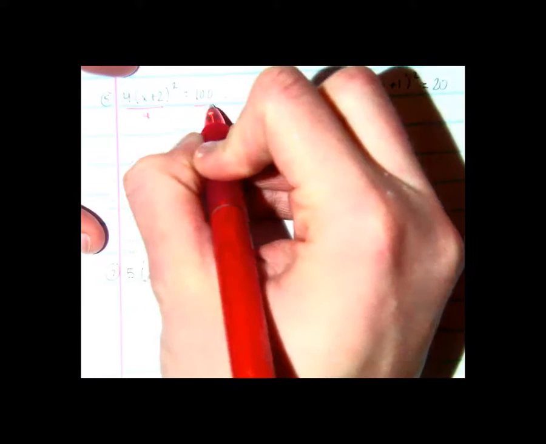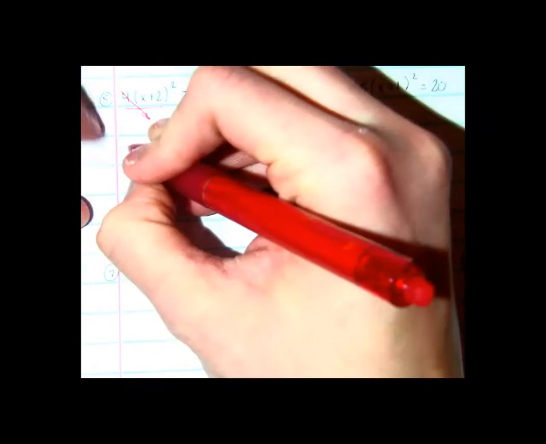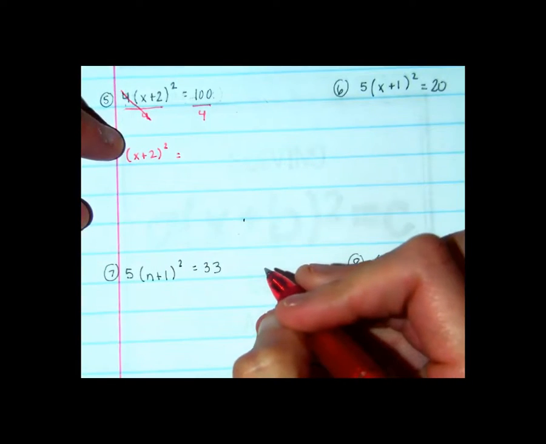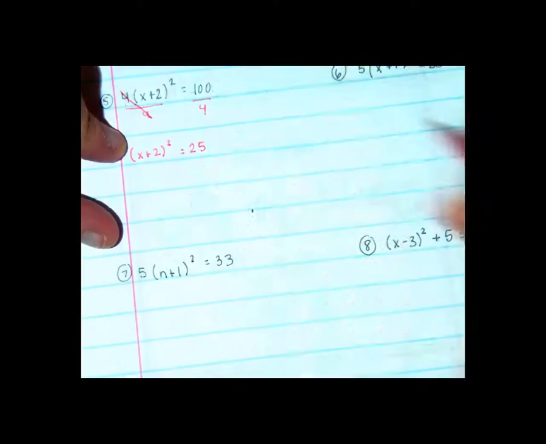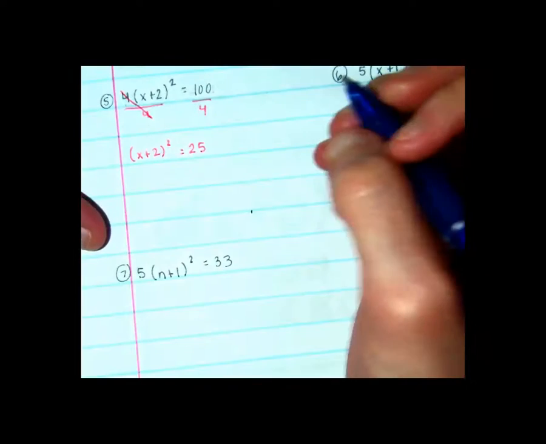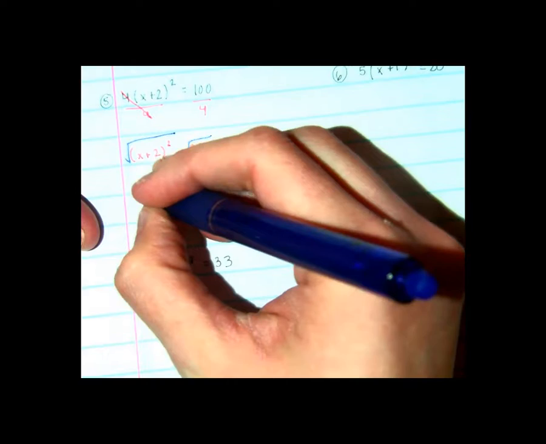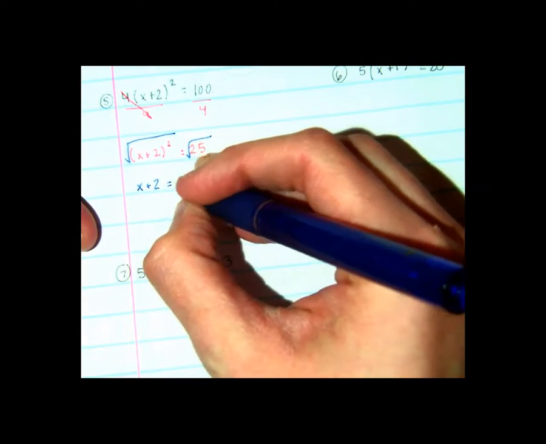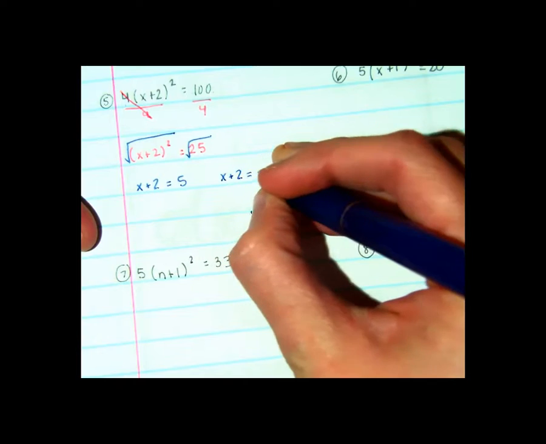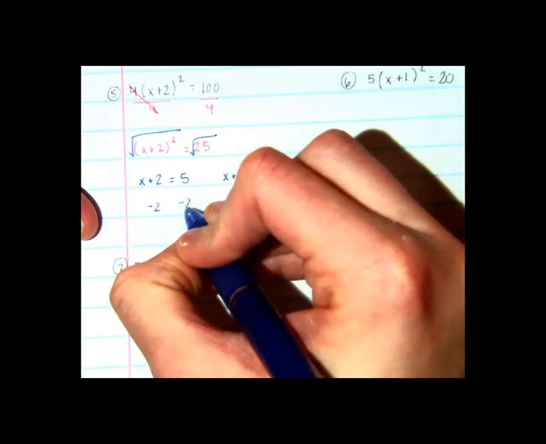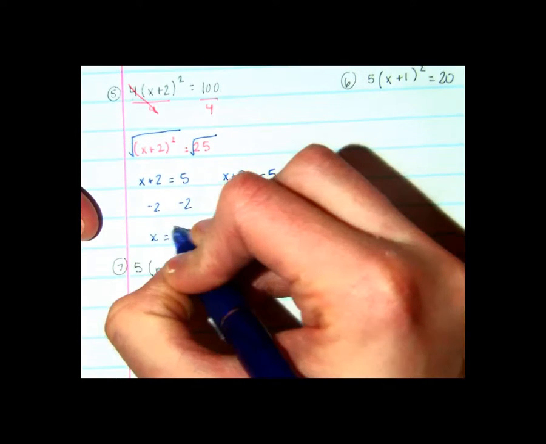Alright, number 5. What did you guys do first on number 5? Divide by 4. What is 100 divided by 4? It's what? 25. Okay, so then what'd you do? Took the square root. X plus 2 equals 5. X plus 2 equals negative 5. Then what? You subtracted 2. X equals 3. Okay, then what?